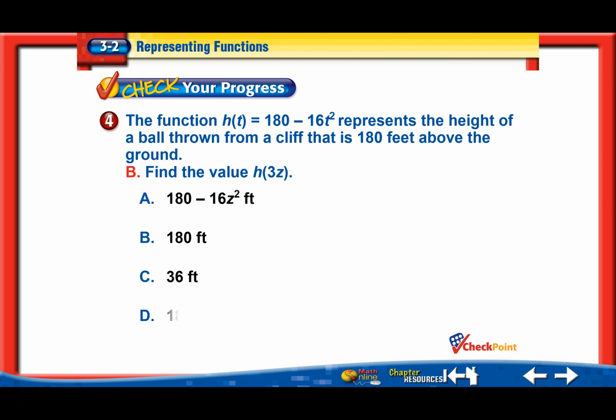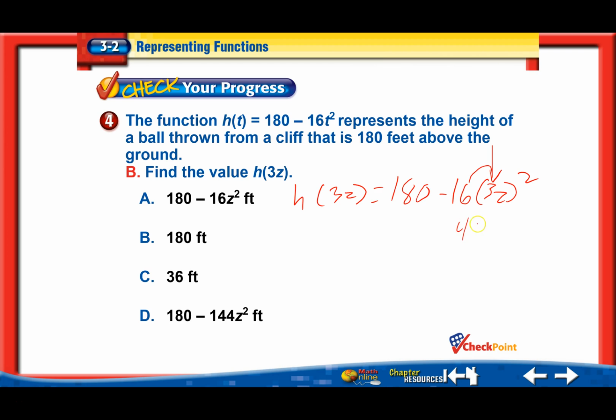All right, so now we need to find h of 3z. Pause this one. I will make you do this one. All right, so h of 3z equals 180 minus 16 times 3z squared. Okay, so I can multiply this over to here because I can't do anything with that. 3 times 16 would be 48 z squared. And then I can simplify that.